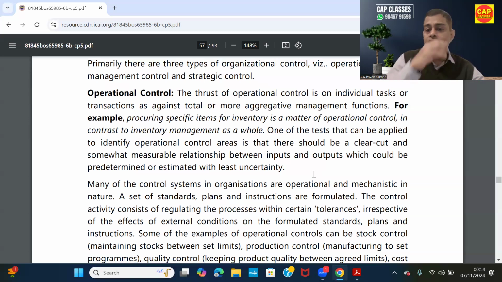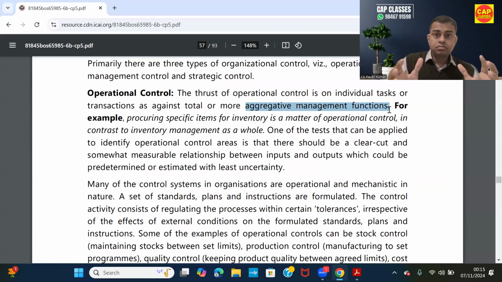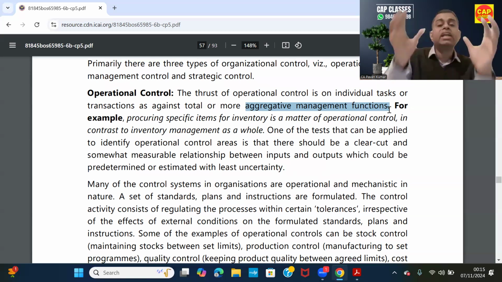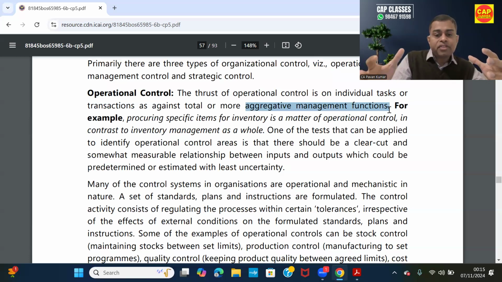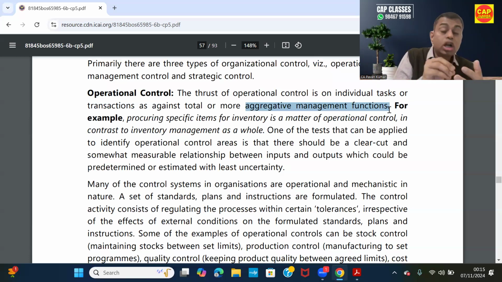Okay. So, what they are saying is, am I speaking about aggregate management function, the broader level? No. I'm speaking about one of the aspects of aggregate management. Inventory management is a broader term. Under inventory management, say, for example, production control or quality control or inspection, these things are parts of it.